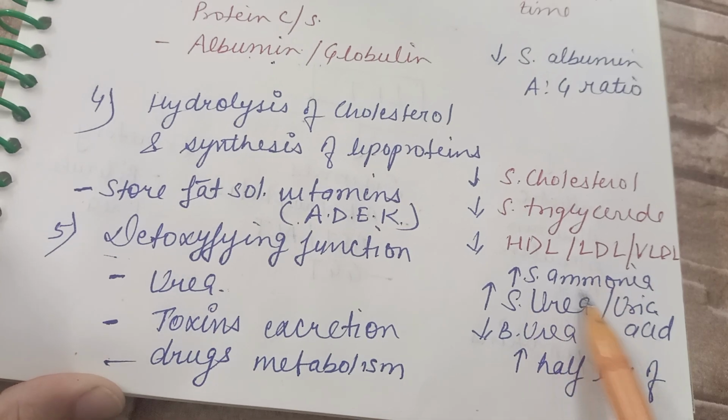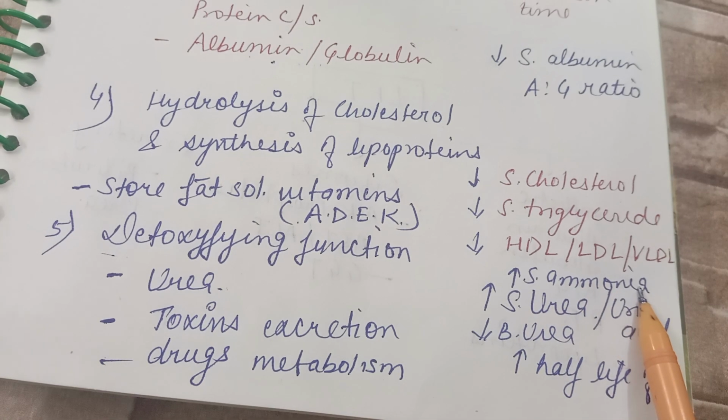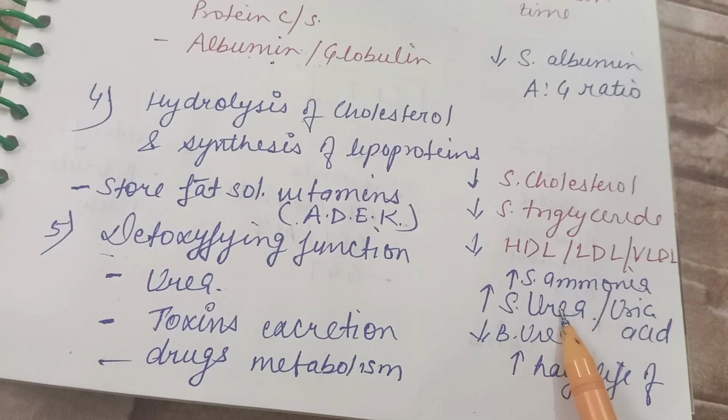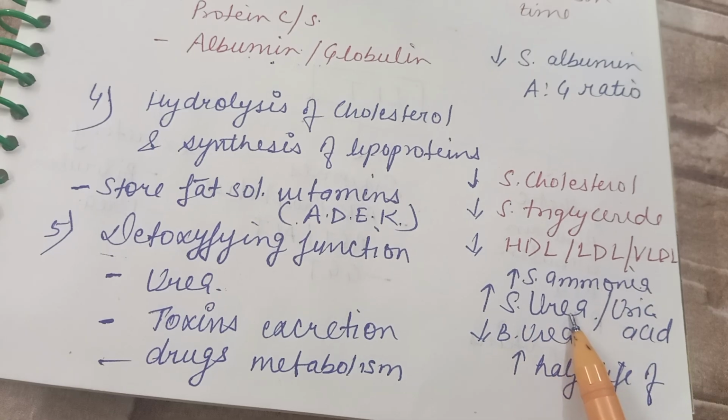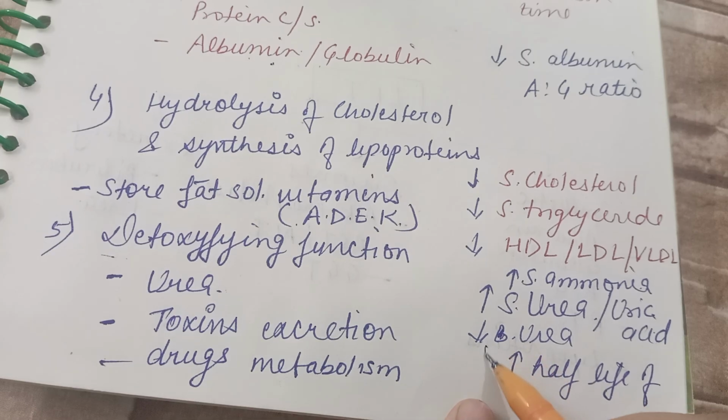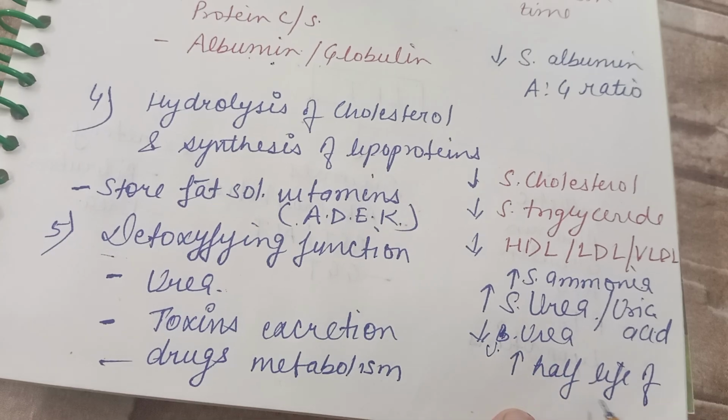For example, serum ammonia will increase if liver insufficiency is there. Serum urea will not be excreted, so serum urea will be increased, right? Uric acid will be increased, and urea in urine will basically be less, right? And for drugs, the half life of drugs is going to increase.